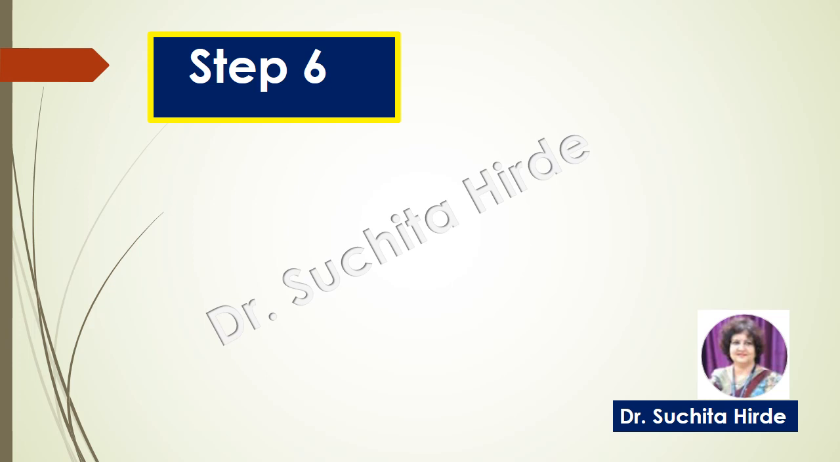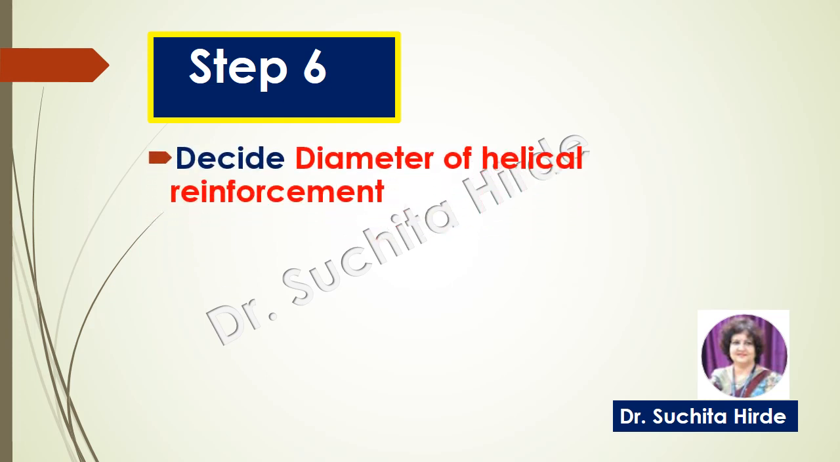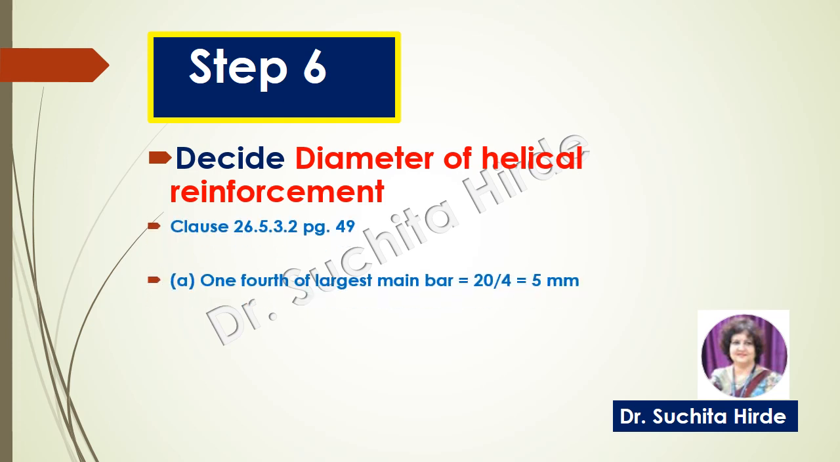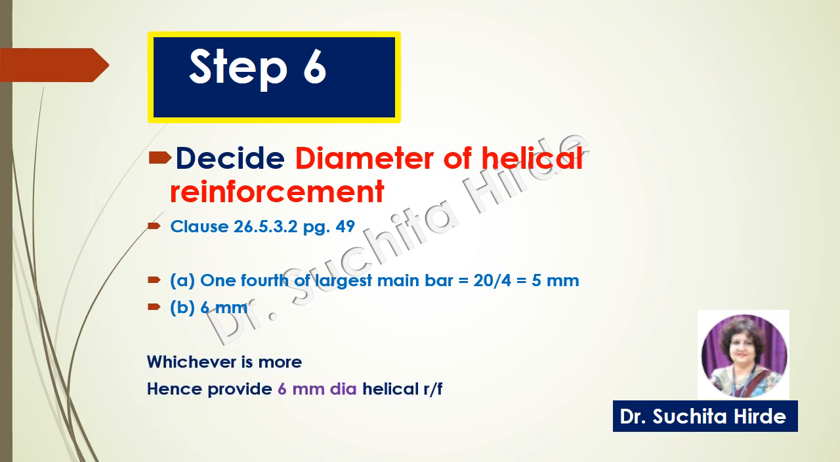Now next is transverse steel. So here we are providing helical reinforcement. So first we will decide diameter of helical reinforcement. As per this clause, the diameter of helical reinforcement is 1/4 of the largest main bar. Now here we have provided the diameter of bar is 20 millimeter. So 1/4 of 20 is 5 millimeter or 6 millimeter, whichever is more. So out of this 6 millimeter is more. So we will provide diameter of helical reinforcement as 6 millimeter.